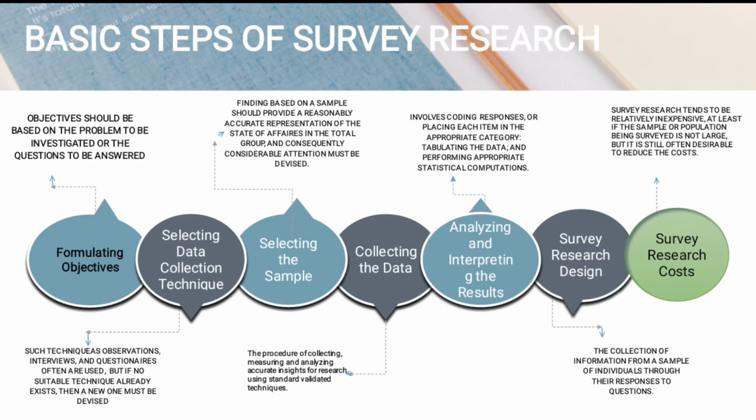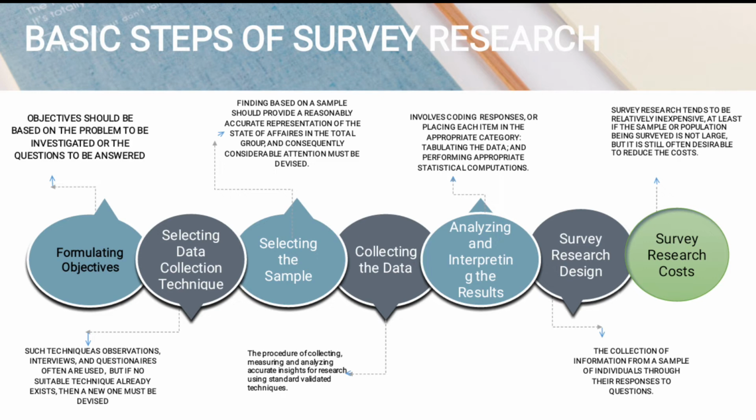Basic steps of survey research. First is formulating objectives. Objectives should be based on the problem to be investigated or the questions to be answered. Second is selecting the data collection technique. Techniques such as observations, interviews, and questionnaires often are used, but if no suitable technique already exists, then a new one must be devised. Third is selecting the sample.